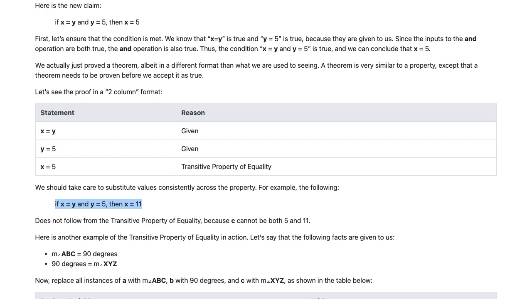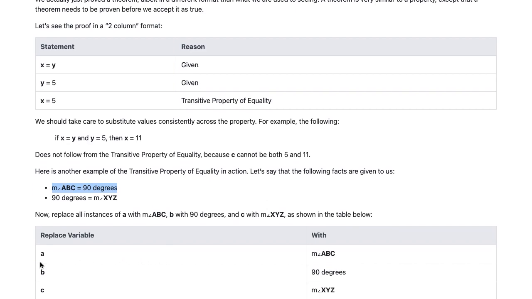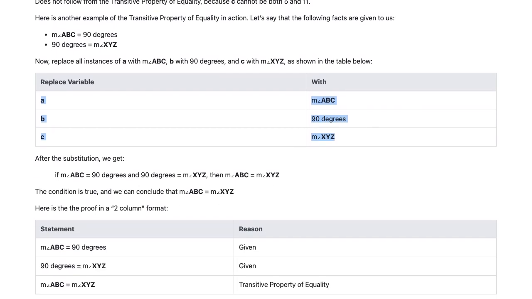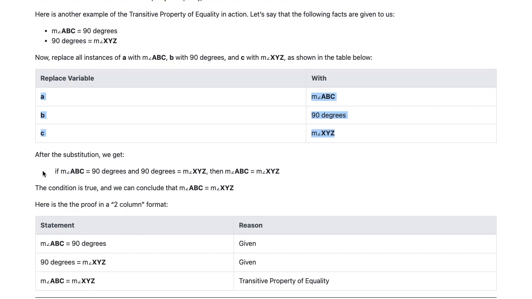Let's say that the following facts are given to us. Angle ABC is equal to 90 degrees, and 90 degrees is equal to angle XYZ. Now replace all instances of A with angle ABC, B with 90 degrees, and C with angle XYZ. After the substitution, we get if angle ABC is 90 degrees and 90 degrees is equal to angle XYZ, then angle ABC is equal to angle XYZ. The condition is true, and we can conclude that angle ABC is equal to angle XYZ.